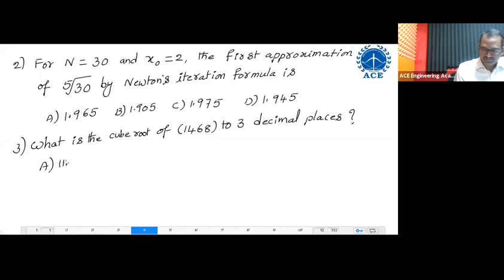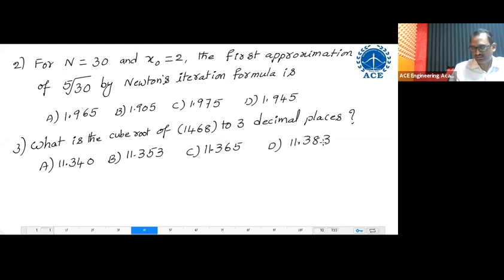Option A 11.340, option B 11.353, option C 11.365, option D 11.383. And this problem was also given in the Engineering Services Examination 2018 prelims paper.